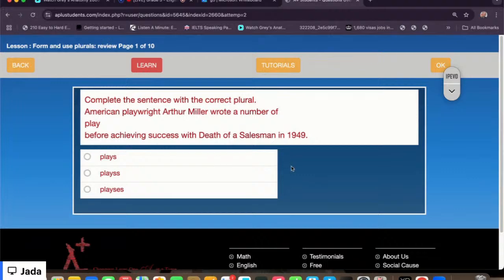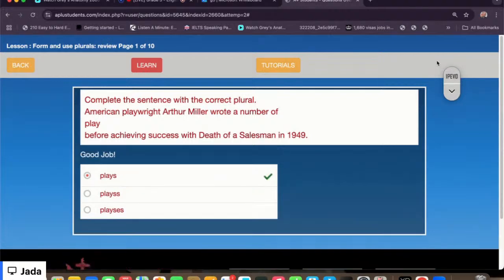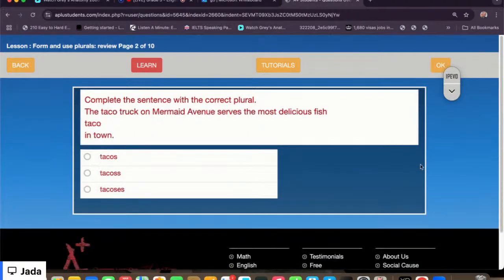Okay, all right, so we have plays. Okay. All right, so the taco truck on Mermaid Avenue serves the most delicious fish taco in town. So correct the plural here and tell me what's the right answer here.